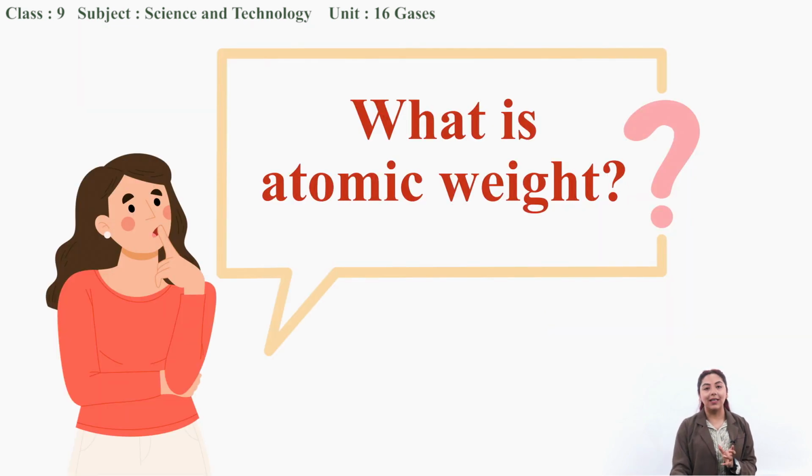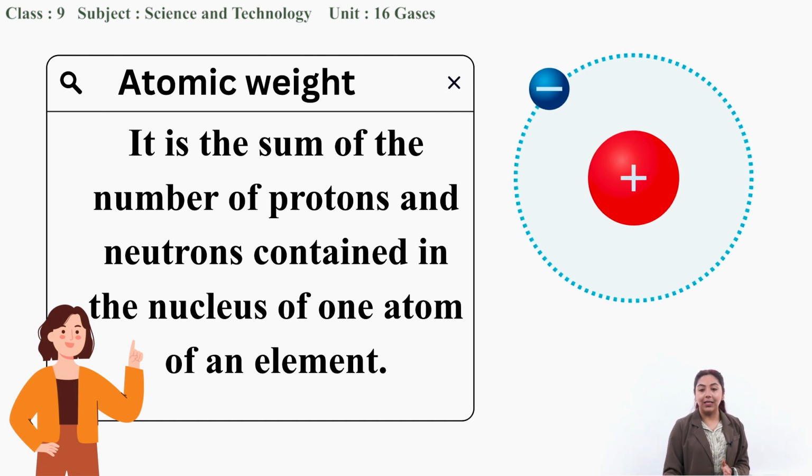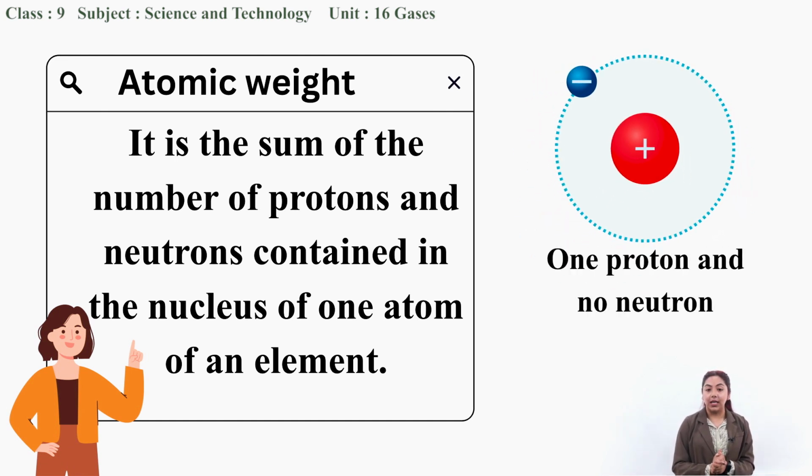So what is an atomic weight? Atomic weight is the sum of the number of protons and neutrons contained in the nucleus of one atom of an element. From this figure you can see that the hydrogen atom contains one proton in its nucleus and there is no neutron in its nucleus. So the sum of the protons and neutrons is 1 plus 0, which is 1. That's why the atomic weight of hydrogen is also 1.